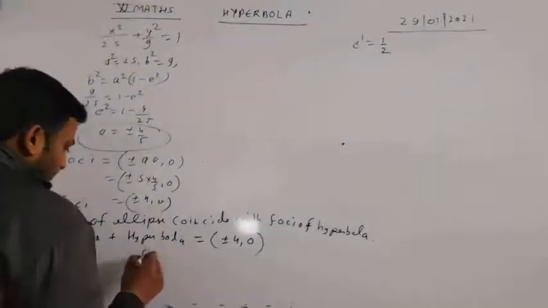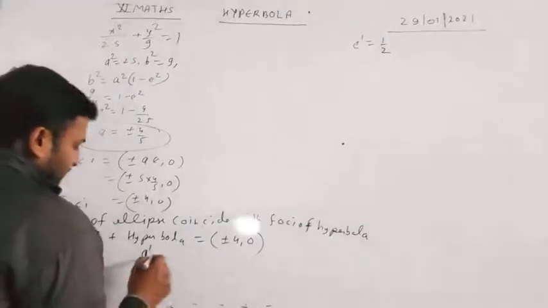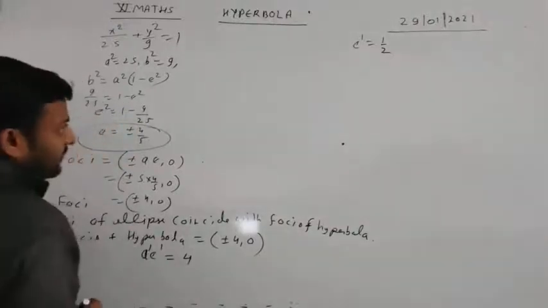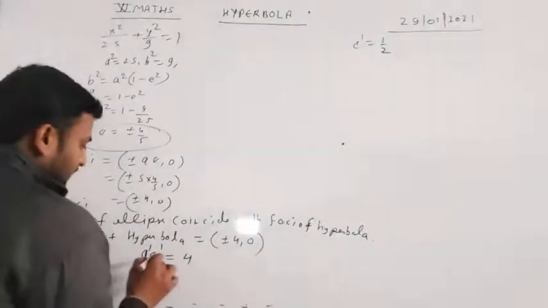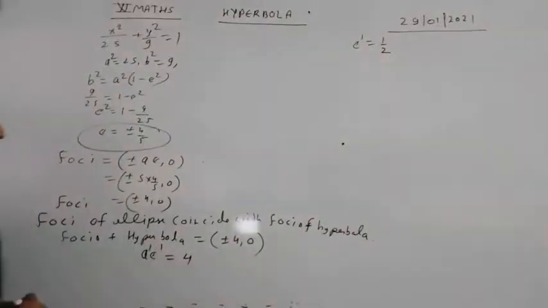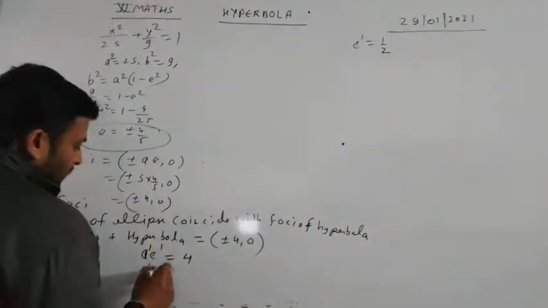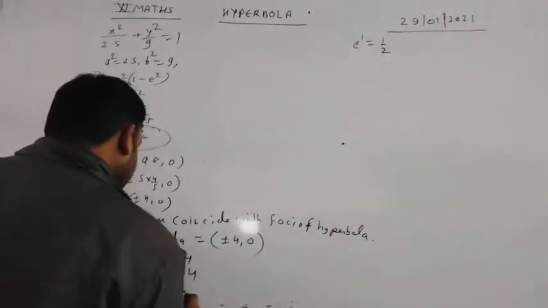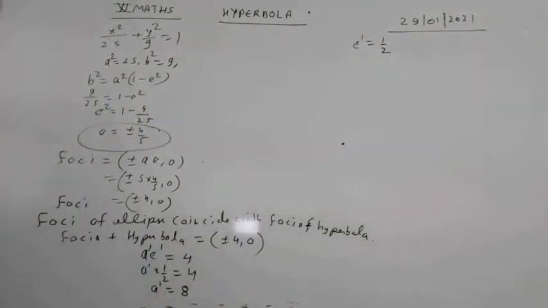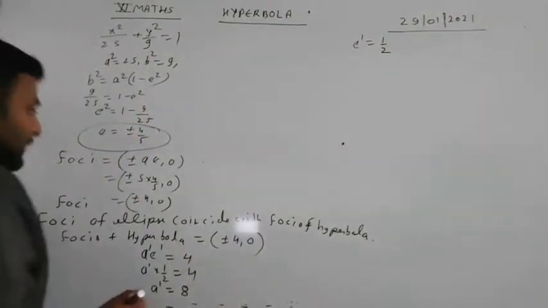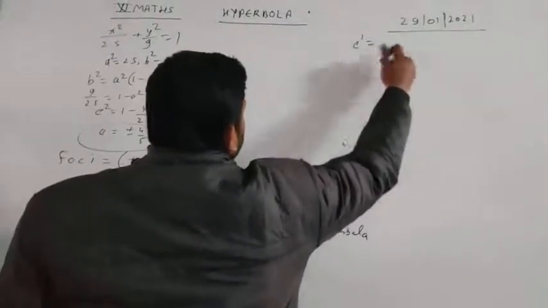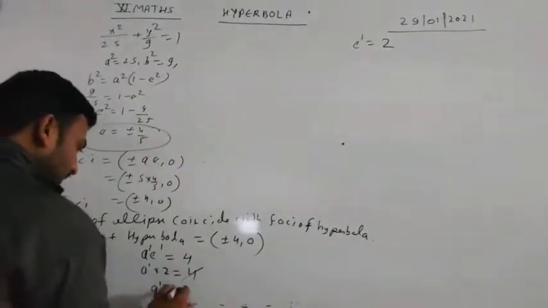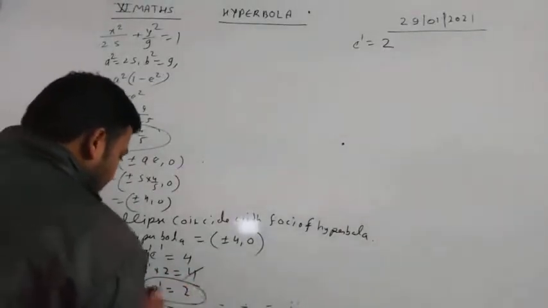So we can write a dash times e dash is equal to 4. Okay, so a dash e dash is equal to 4. Students, we are given that the eccentricity of the hyperbola is 2. So a dash is 2, students.